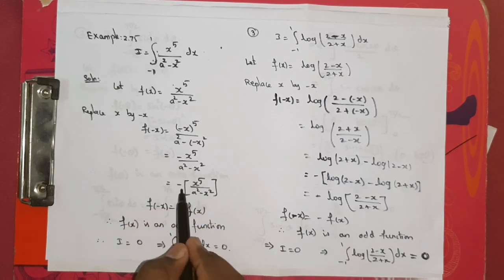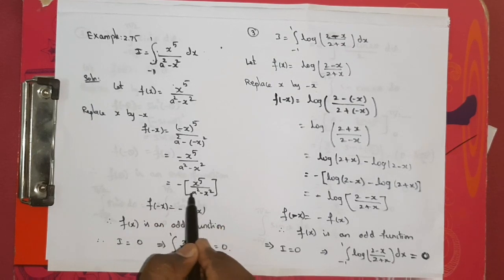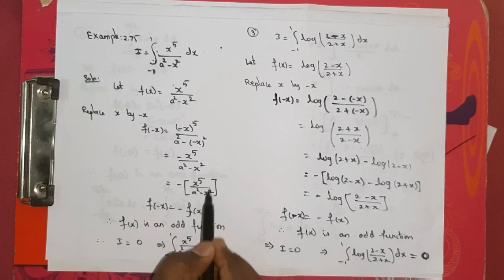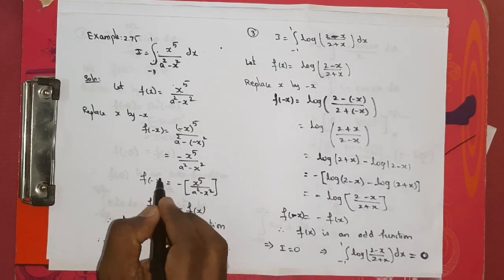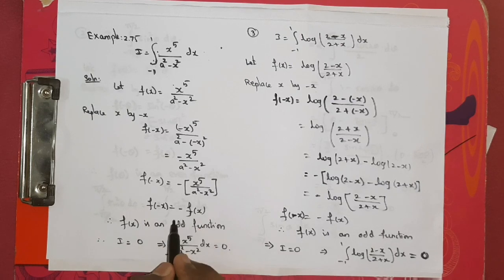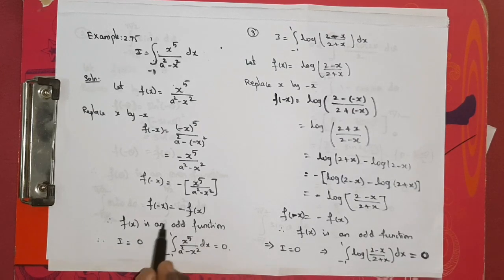Now in this the minus alone can be kept outside, so that minus of this x power 5 by a square minus x square. What is it actually? It is nothing but the original function. Actually, we found f of minus x, and it looks like f of minus x equal to minus, that is negative of the original function. So it is the condition for odd function. Therefore, the given function is an odd function.